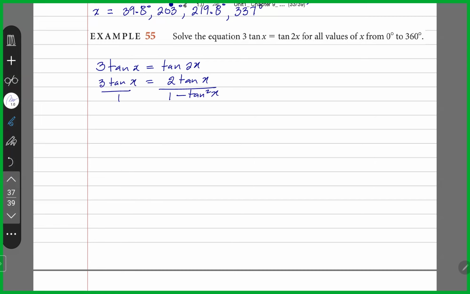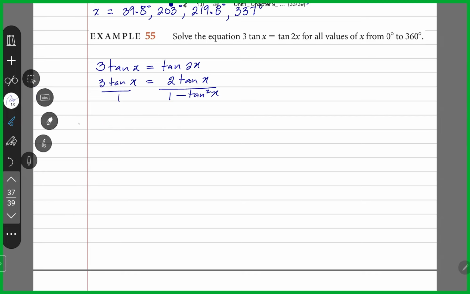Now, if I have one fraction equal to one fraction, to get rid of the fraction, I would cross multiply. All right, this looks like it's going to turn it into a cubic equation. Let's just erase this.